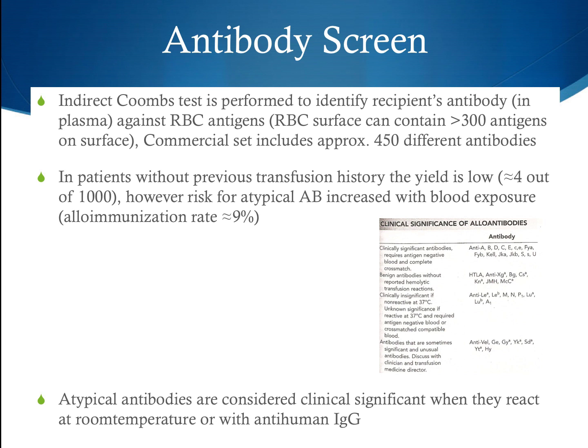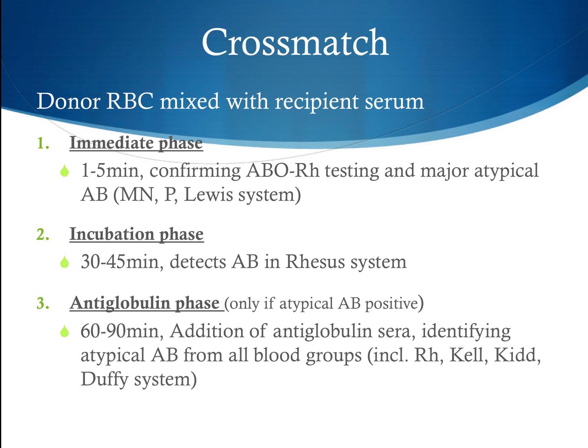That's the reason why it's important to ask a patient about transfusion history, as most times we don't know, but if they can tell you, yeah, I've received blood in the past, you can already triage them into a higher risk category. So then there's crossmatch, where we really want to ensure that the direct contact of donor with recipient blood is compatible. The crossmatch goes through an immediate phase, incubation phase, and antiglobulin phase. You see the time frames here, so the whole process takes probably 60 to 90 minutes.